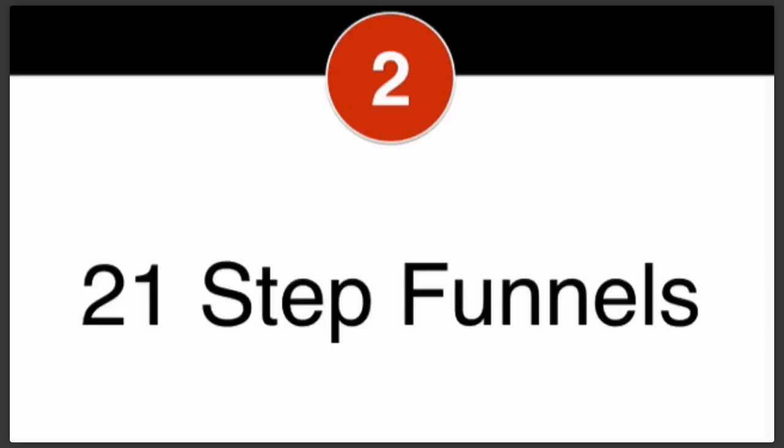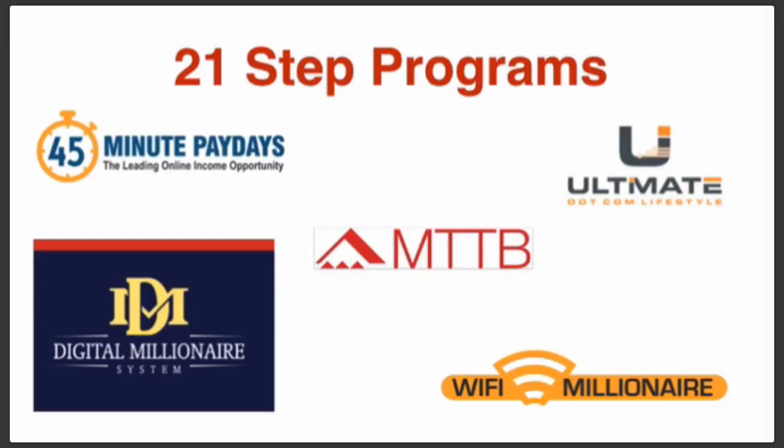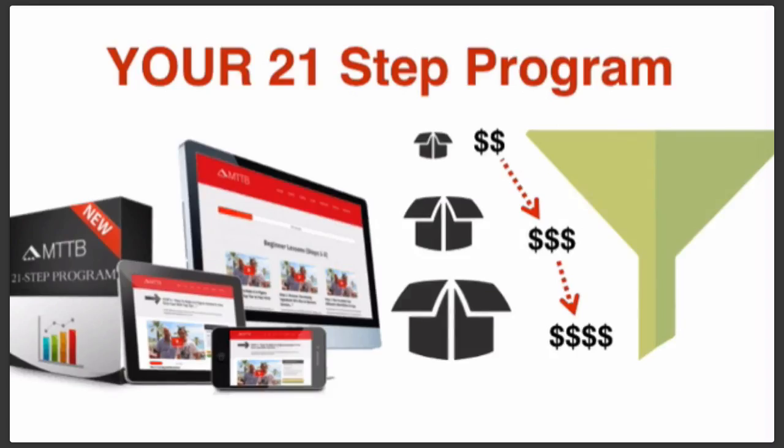And at this point, we've covered two marketing pillars. So you've got the guaranteed buyers coming in, and you've also got the 21-step funnel. We're promoting many of the different 21-step programs, 45-minute paydays, any of these that you see here on the screen. That is the second pillar.